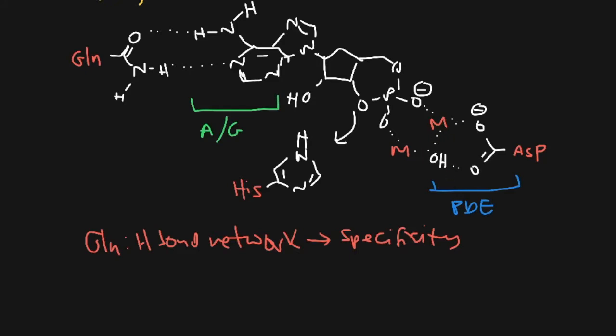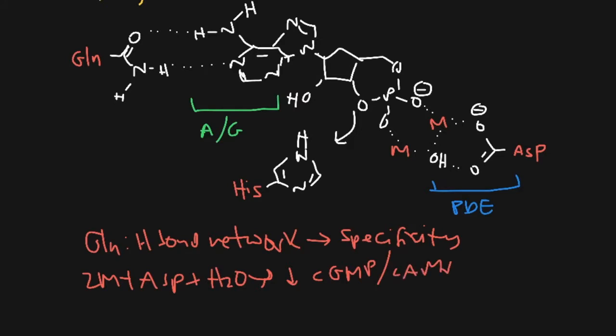So big point, remember that in order to hydrolyze or break down cyclic GMP or cyclic AMP, PDE5 uses aspartate, two metals, and water to break down cyclic GMP or cyclic AMP at the cyclic phosphorus end. So you need 2 metals plus aspartate plus water gives you breaking down of cyclic GMP or cyclic AMP at the phosphorus end.